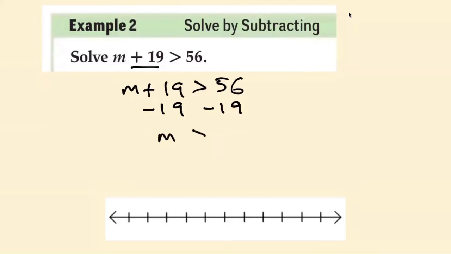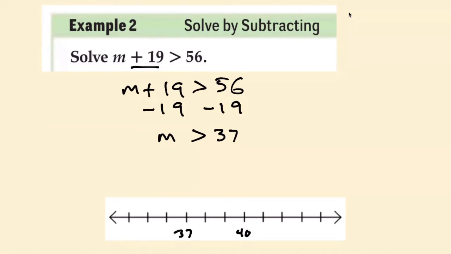And then you have m is greater than, what would this be? This would be 37. Right? m is greater than 37. And then we would just take any random point on here. And because it's greater than, I'm going to put it a little more on this side of it. So 37, 38, 39. And then we'll make this 40.